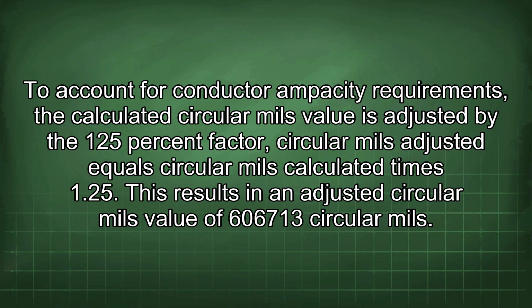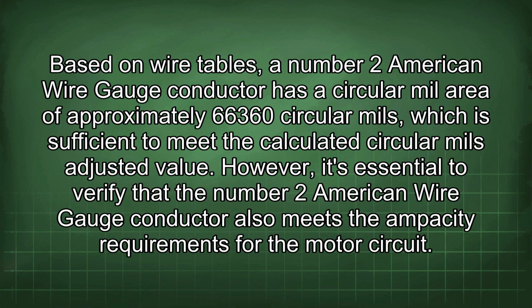606,713 circular mils. Based on wire tables, the number 2 American wire gauge conductor has a circular mil area of approximately 66,360 circular mils, which is sufficient to meet the calculated circular mils adjusted value.